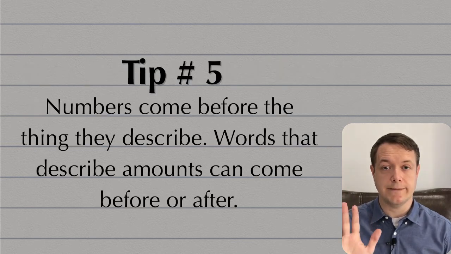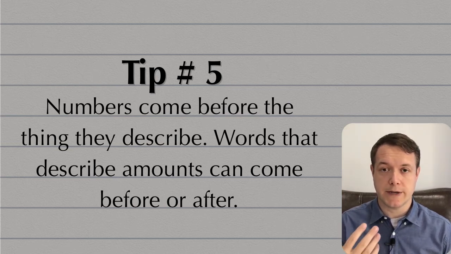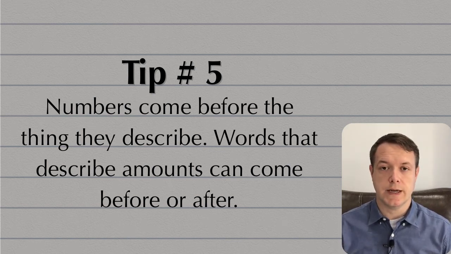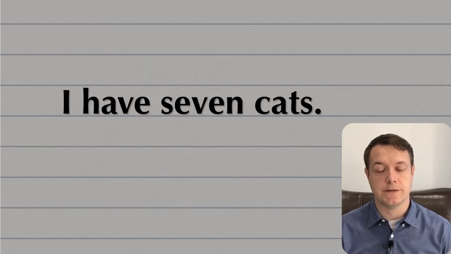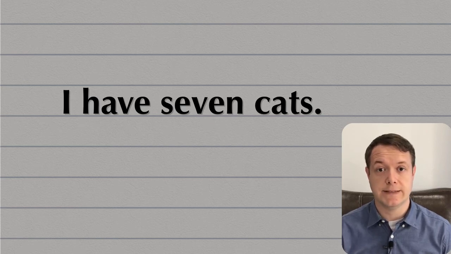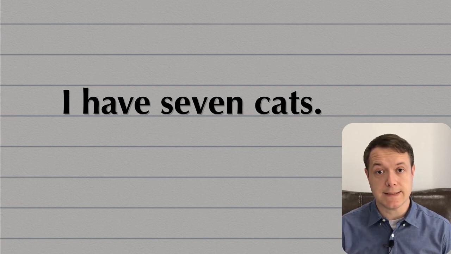Tip number 5. Numbers come before the thing they describe. Words that describe amounts like many or few can come before or after. So when you use numbers in a sentence, they'll come before the thing that they're describing the amount of. So if in English you say a sentence like, I have 7 cats, hopefully you don't say that. If you have 7 cats, please get help. But anyways, the word 7 will come before the word cat, as in English.